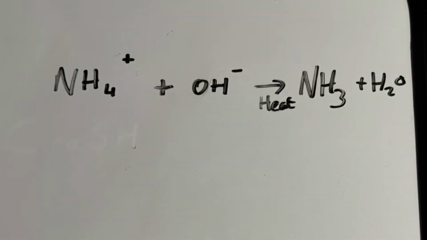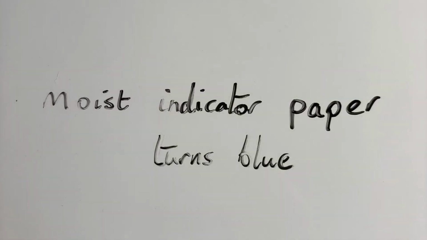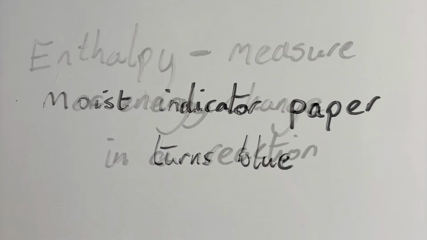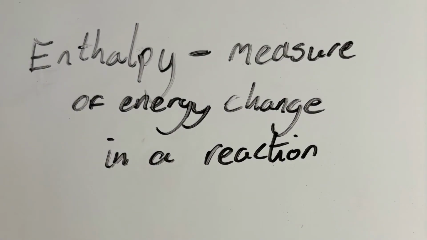Now, if you add hydroxide ions to ammonium ions, you get ammonia and water, and this acts as a base, or because it's dissolved in water, as an alkali. If you heat it, the ammonia is given off as a gas, and that means you can use moist indicator paper, place it into the vapor or gas, and it should turn blue, because ammonia is basic.